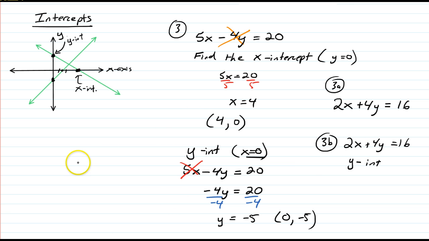Now, one of the reasons why we find the intercepts is because it allows us to do a graph. So here, this has an x-intercept of 4, 0. So we put a dot there. This one has a 0, negative 5. So we put a dot there. And then we just connect our dots. And then we have the line for this equation.